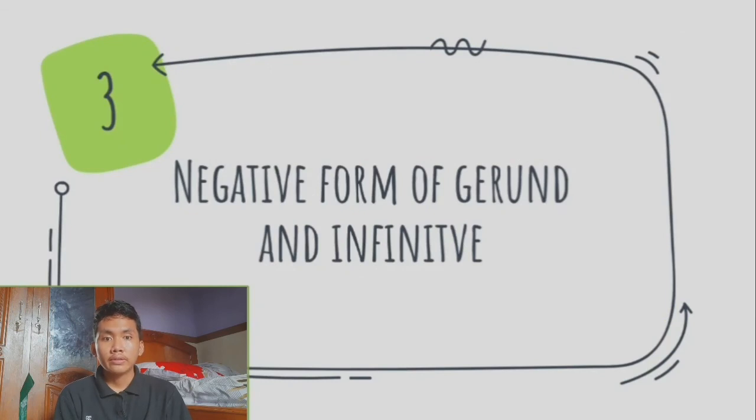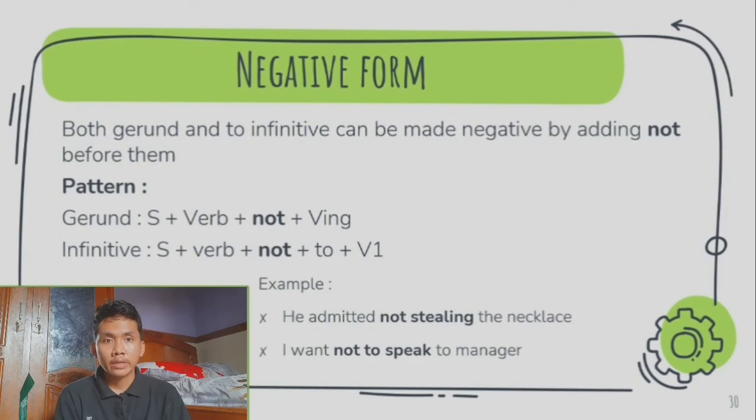Gerund and to infinitive have a negative form. Both gerund and to infinitive can be made negative by adding not before them. You can see the pattern below. For the gerund, the pattern is subject plus verb plus not plus verb-ing, and for the infinitive, the pattern is subject plus verb plus not plus to plus verb 1. For the examples, I have two sentences here. The first sentence is: he admitted to not stealing the necklace, and the second sentence is: I want not to speak to the manager.